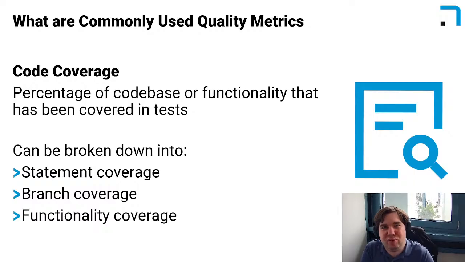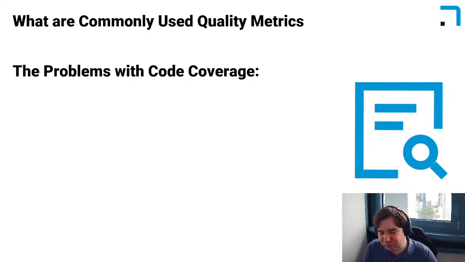And functionality coverage is sort of the lowest level, where it just says, yes, we are able to perform each of the individual functions that we expect the software to. It's a bit weaker than statement coverage, and statement coverage is weaker than branch coverage. But we can't quite always have that rule in place, because code coverage has some problems.